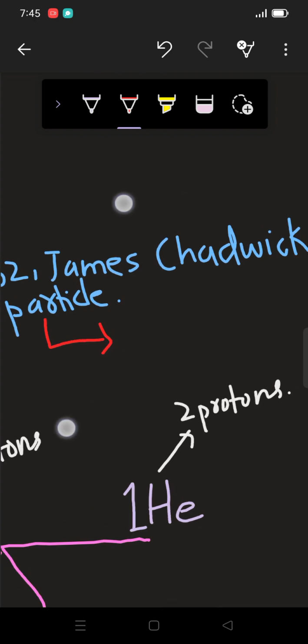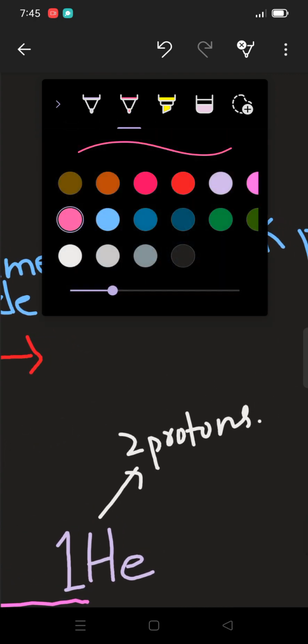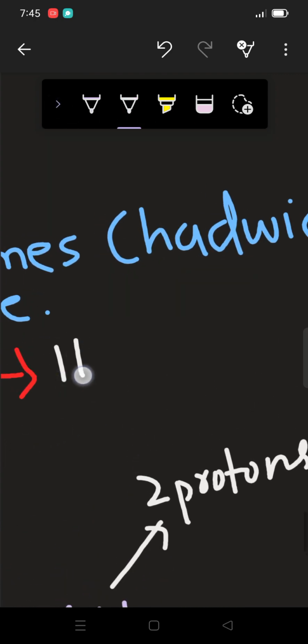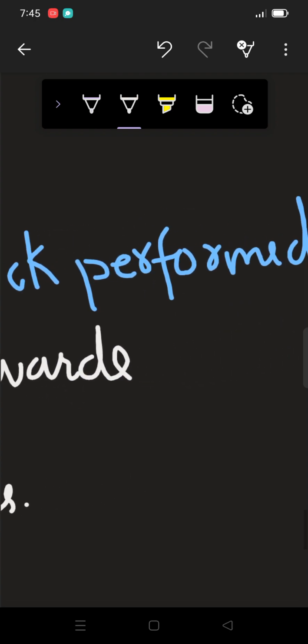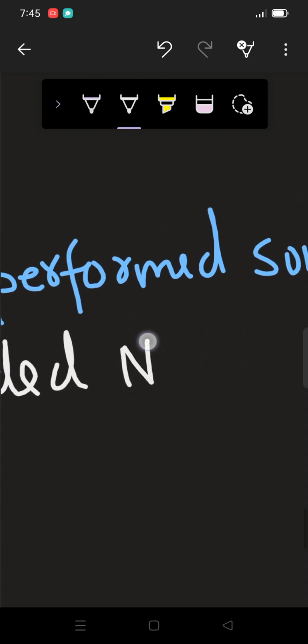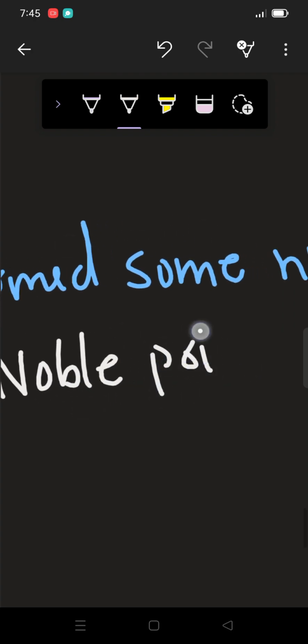He was awarded the Nobel Prize for the neutron discovery.